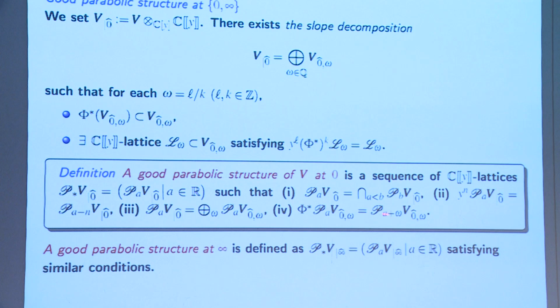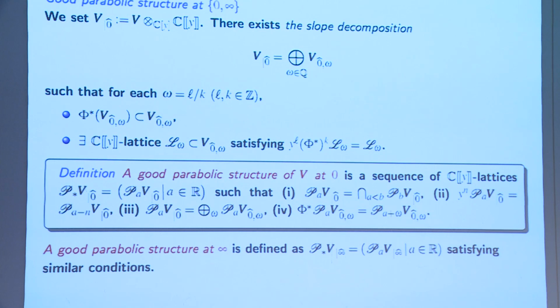The first condition and second condition are the conditions for ordinary parabolic structure, or equivalently filtered bundles. So the first two conditions are the definition of ordinary parabolic structure on curves, on vector bundles on curves. And the third condition and the fourth condition describe the compatibility with Q difference operators. And good parabolic structure at infinity is defined similarly as a sequence of lattices.